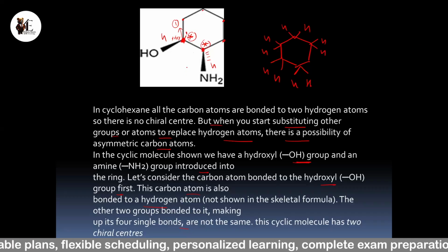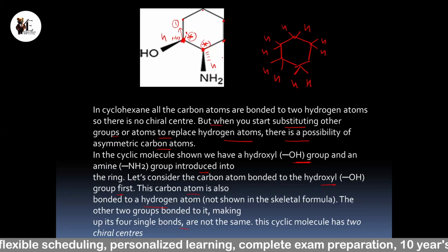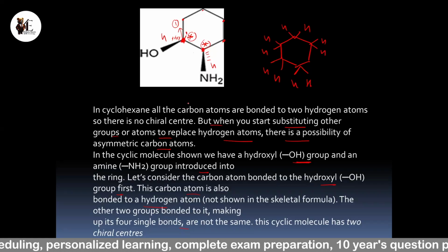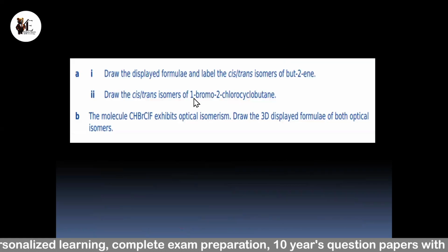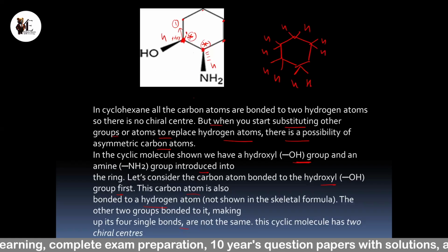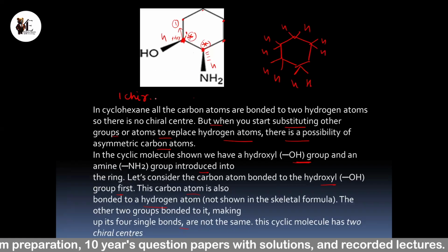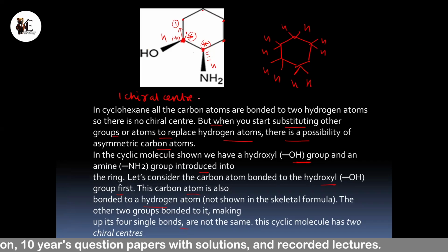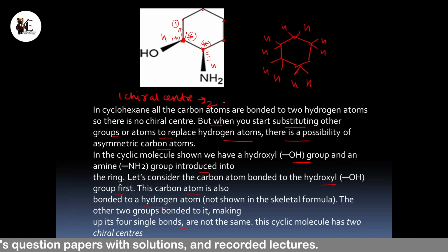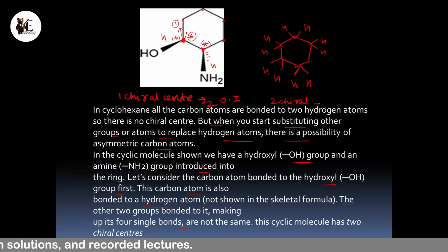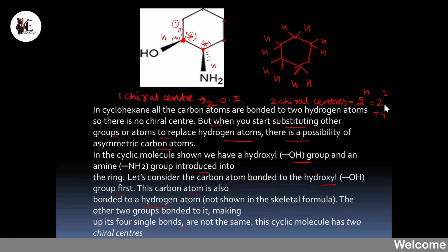If it has two chiral centers, and you want to calculate the number of optical isomers, you have to see: if there is one chiral center, then you have two optical isomers. If there are n chiral centers in this compound, then you have 2 raised to the power n, where n is your number of chiral centers, that is 4. We have 4 chiral centers in this.